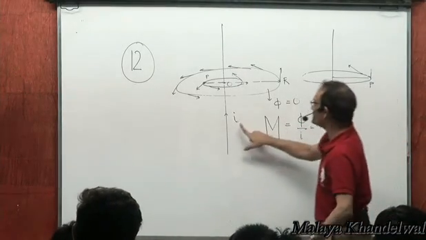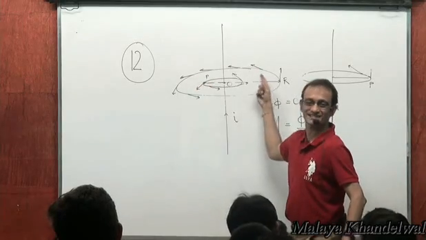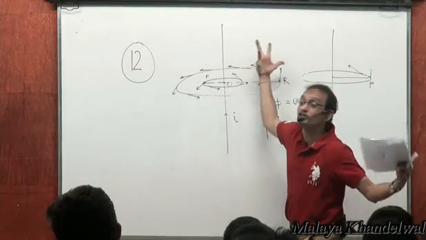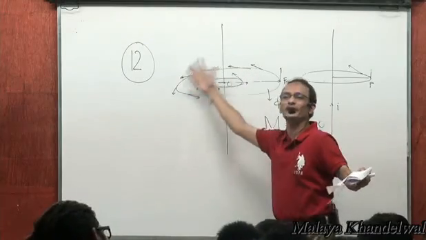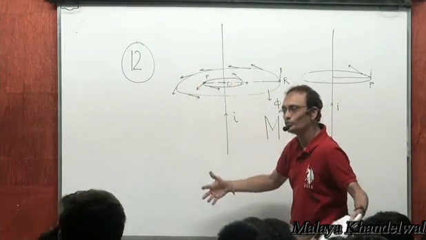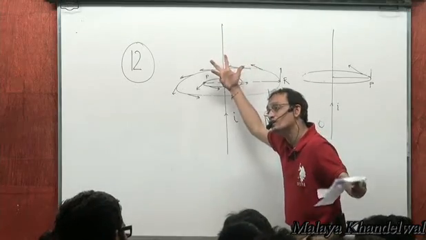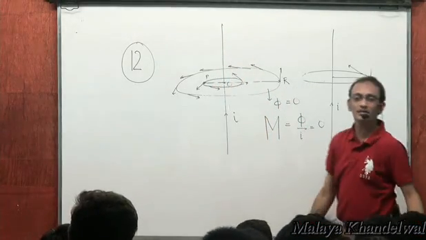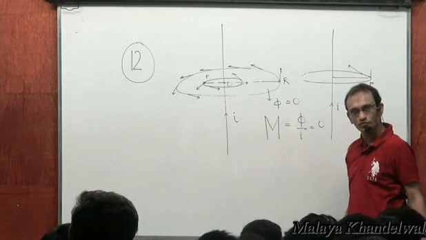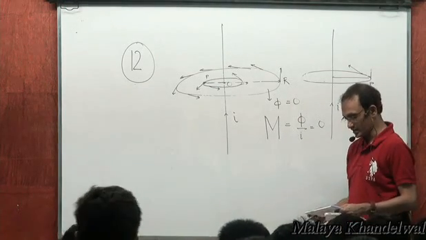Which means if you vary current in this, there would be no induced EMF in this, because the flux through this is remaining 0 all the time. There is no reason for EMF to be induced in the circular loop just because there is a current changing in the bigger loop. Why? Because the flux in the circular loop is not changing with time. Flux is remaining 0 at all times through the circular loop, right? So M is 0.